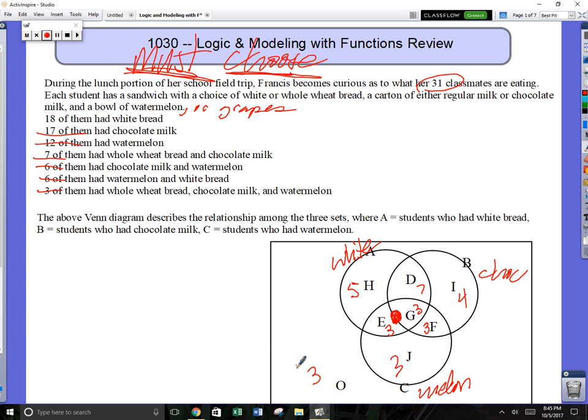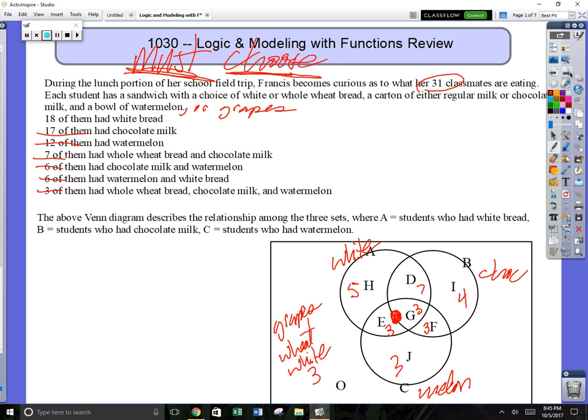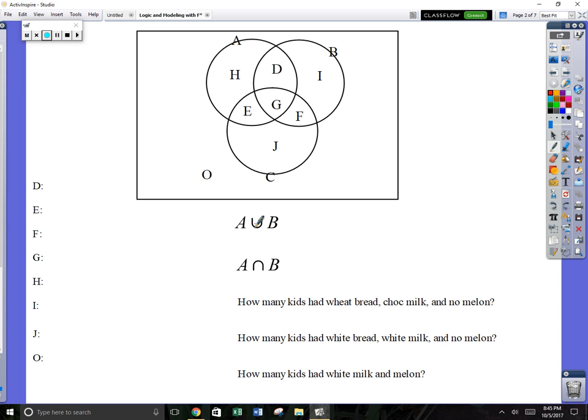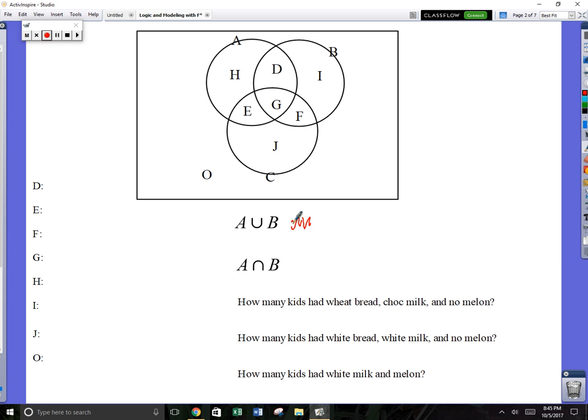So these 3 kids must have chosen wheat, white milk, and grapes. So they do not live in any of these sets A, B, or C. They had to have had grapes, wheat, and white milk. Okay, now let's do these two. This is U, looks like a U, so we're going to call it union. And this is intersection.